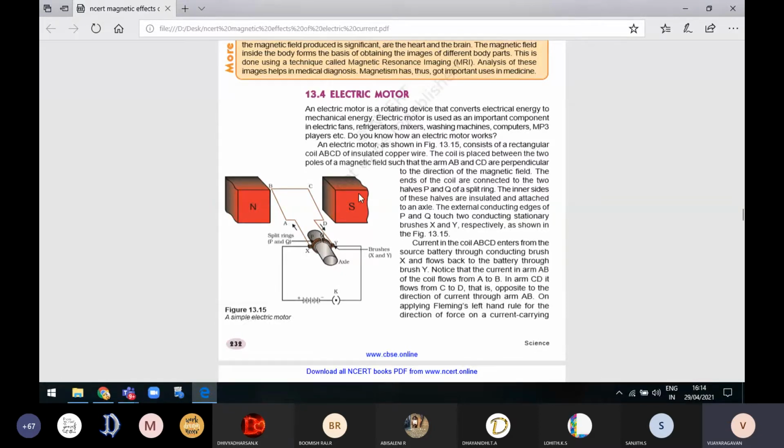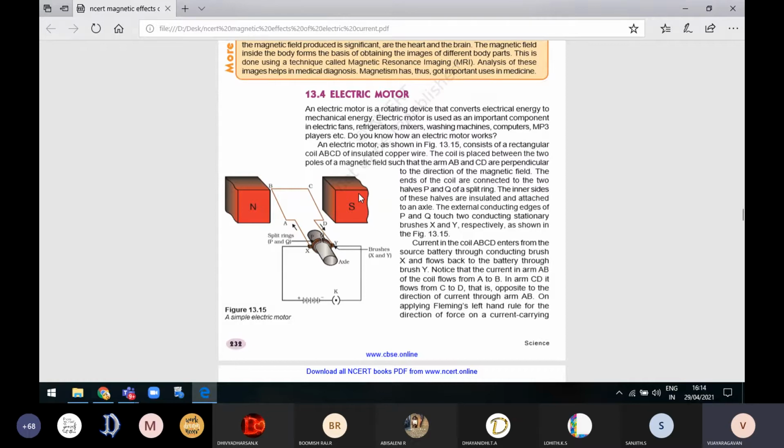So the ends of the coil are connected to the two halves P and Q. See there, these two halves are called the split rings. Look carefully at the split rings. These P and Q split rings are connected to the brushes X and Y, and the brushes are joined to the wires.